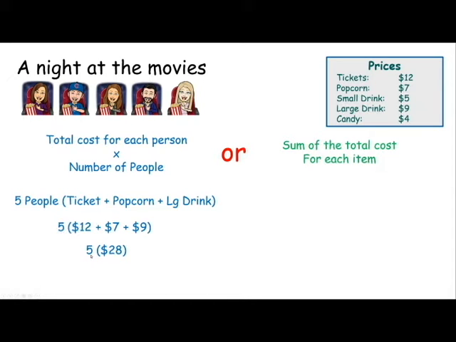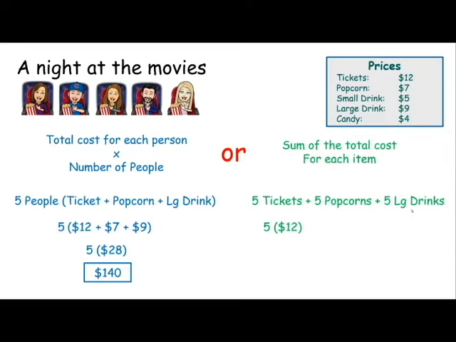And since there are 5 people, 5 28s means the total cost would be $140. That's one way to look at the problem. The other way is to say, well, I'm going to have to buy 5 tickets, and I'm going to have to buy 5 popcorns, and I'm going to have to buy 5 large drinks. And we can think of those items separately.